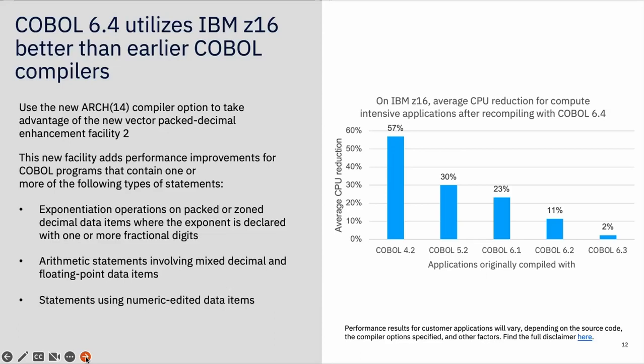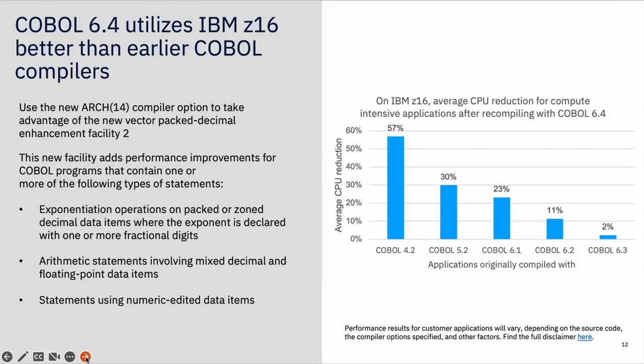When you look at the Z14, we started by putting in the vector packed decimal facility, which eliminated all the overhead for packed decimal arithmetic and zoned decimal arithmetic. Then we kept putting in these kinds of improvements, and this is the latest set of improvements that we get.